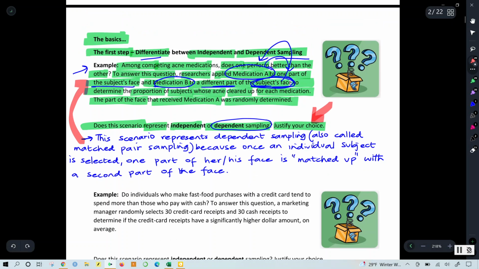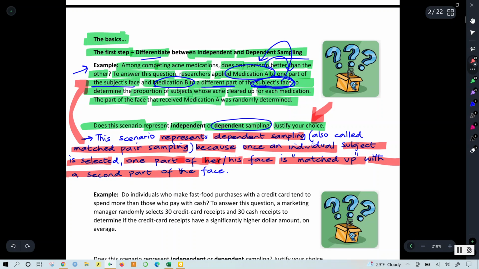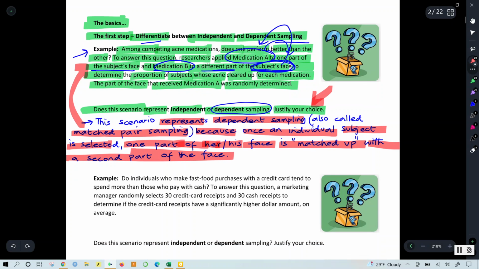The scenario painted here represents dependent sampling, which is also called matched pair sampling, because once an individual subject is selected, one part of his or her face is matched up with the second part of the face. So we match different parts of the face to see the effects of the different medication types on the same face. This is, again, dependent sampling.